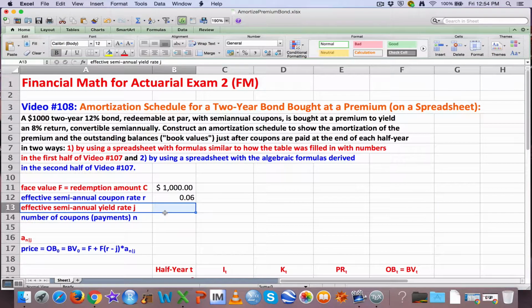The effective semi-annual yield rate, J, is half of 8%, which is 4%. And the number of coupons is 4 because it's a 2-year bond with semi-annual coupons. All right, now let's do formulas.